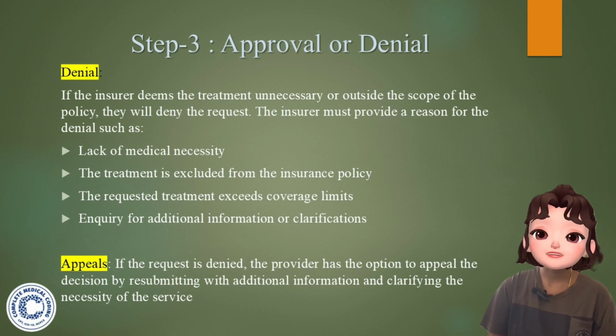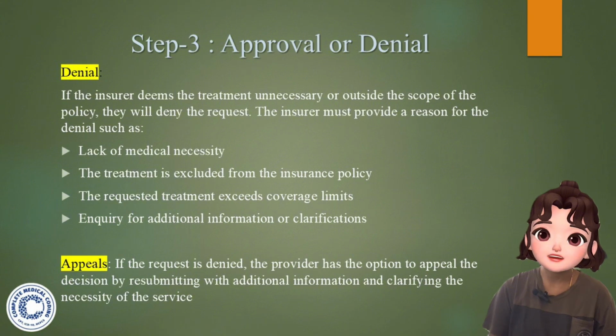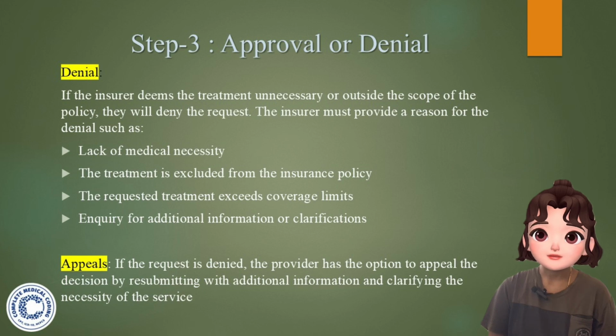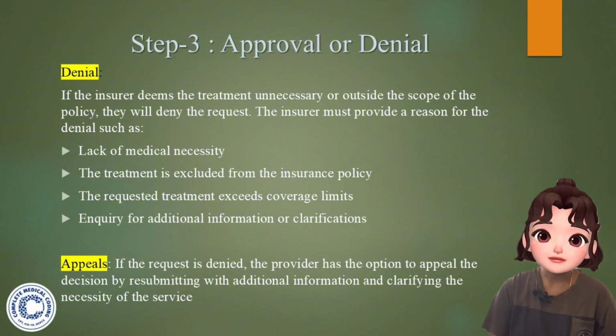Now, appeals. What if a claim is denied? If the request is denied, the provider has the option to appeal the decision by resubmitting with additional information and clarifying the necessity of the service. For example, if some additional information is needed, or the policy number is incorrect, you have to resubmit the claim with whatever necessary information they have asked for. So these are the steps for prior authorization, starting from applying for the approval request till the denial.